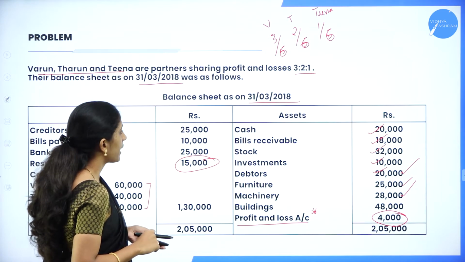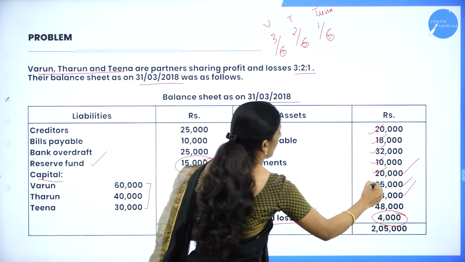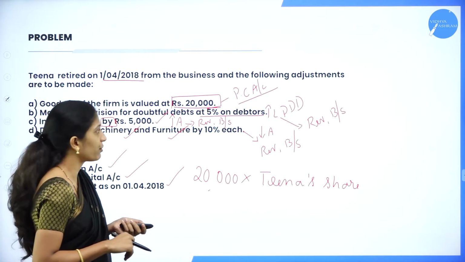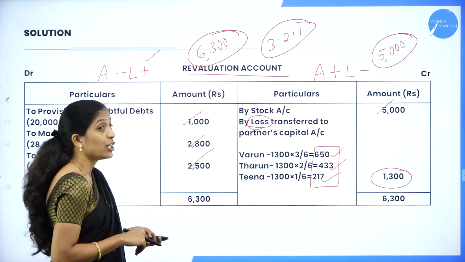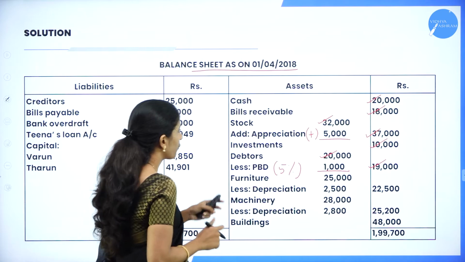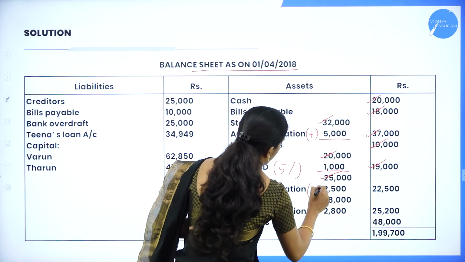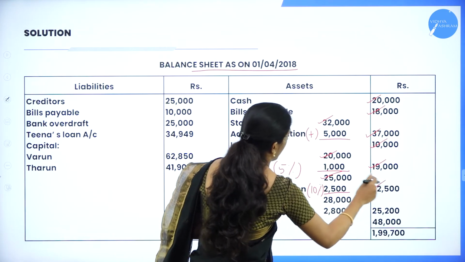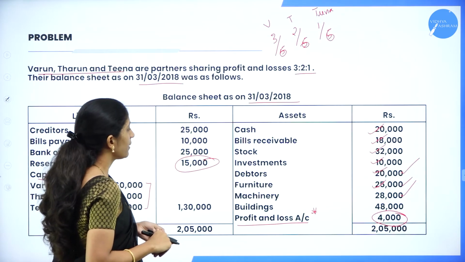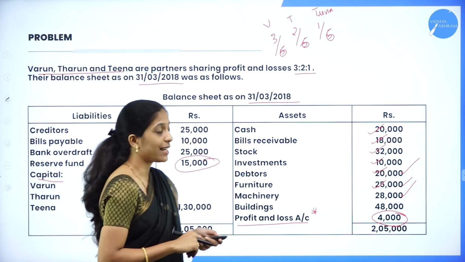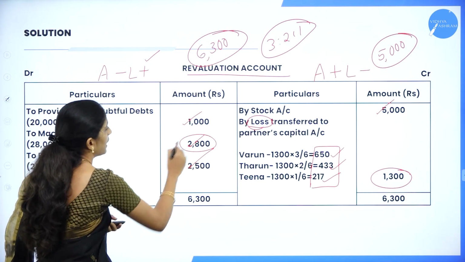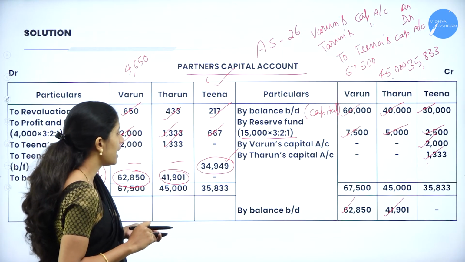In the same way, the next item is furniture 25,000. Let's see whether there is any adjustment. Yes, there is a depreciation of 10% on furniture. What is 10% on furniture? 2,500, so we have to deduct that 2,500. So furniture 25,000, minus 10% depreciation, that is 2,500, so the total is 22,500. In the same way, the next item is machinery 28,000. Let us see. Yes, there is a depreciation at 10%. So 10% is 2,800, so we have to deduct that 2,800.